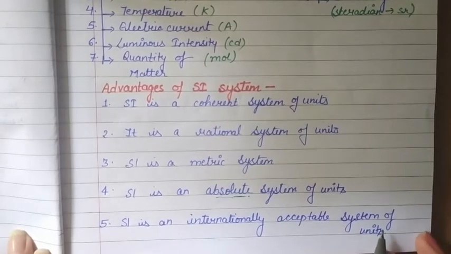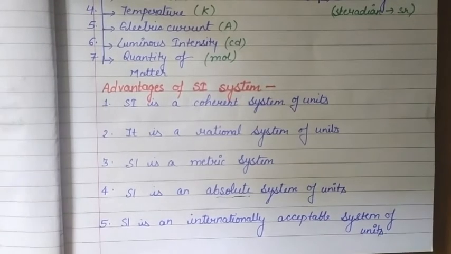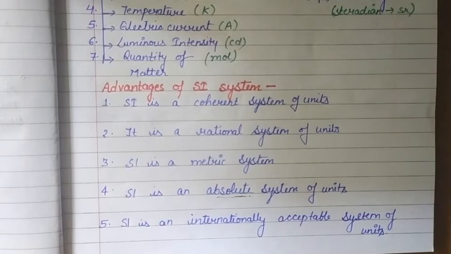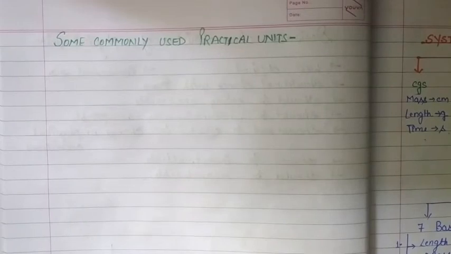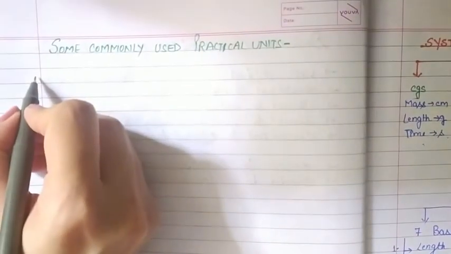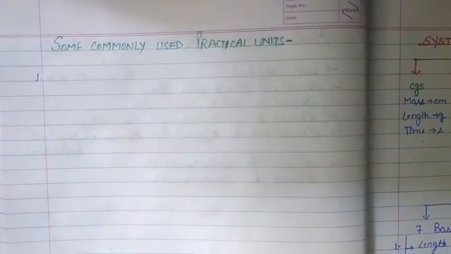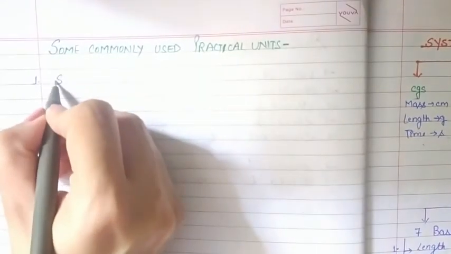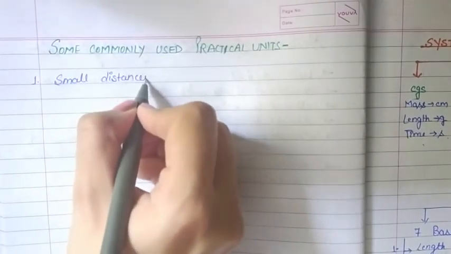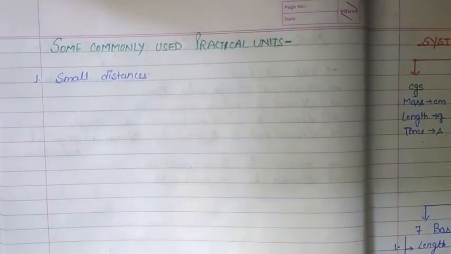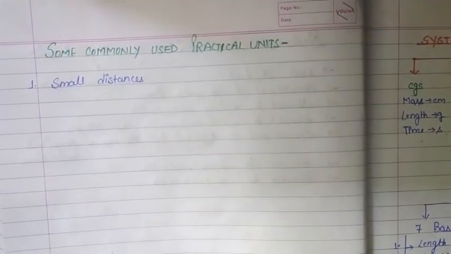Now we have certain units or practical units that we use for different calculations. So we have a list of some commonly used practical units that I am going to show you here. Here we are dividing these practical units in 7 categories. Category number 1 is the practical units for measuring small distances. First of all we are going to see what are the practical units that we use while measuring small distances. So in this case we have 4 units.